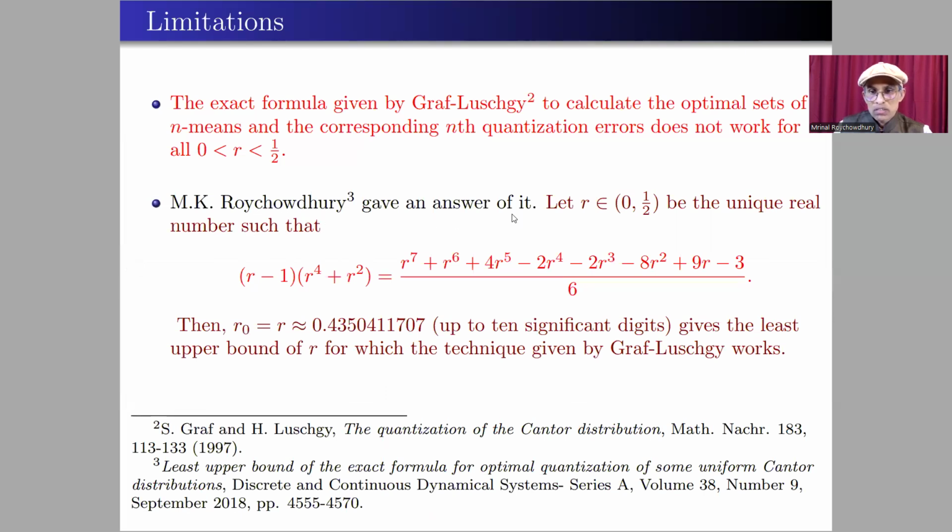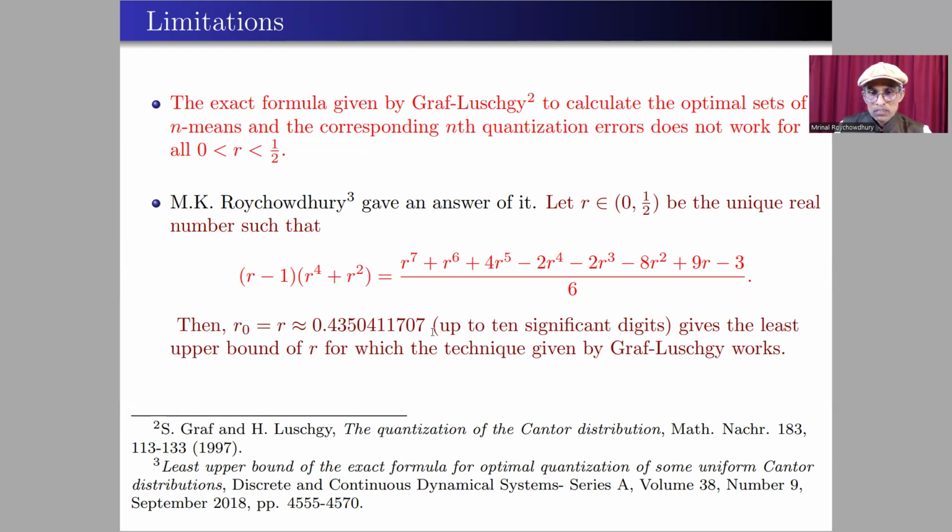Roy Choudhury gave an answer to it. Let r belong to 0 to 1/2, r a number between 0 and 1/2, be the unique real number such that this relation is true. Then R0, which of course comes as an irrational number, and approximately, after 10 significant digits, is this number, gives the least upper bound of r for which the technique given by Graf-Luschgy works. Remember, our r lies between 0 and 1/2, but their formula works up to this much, 0.43.